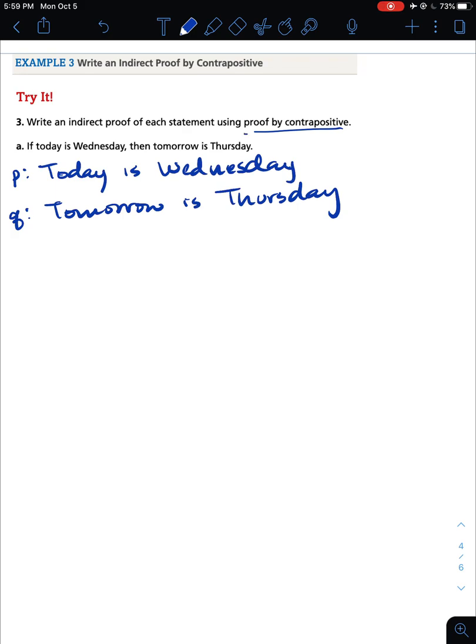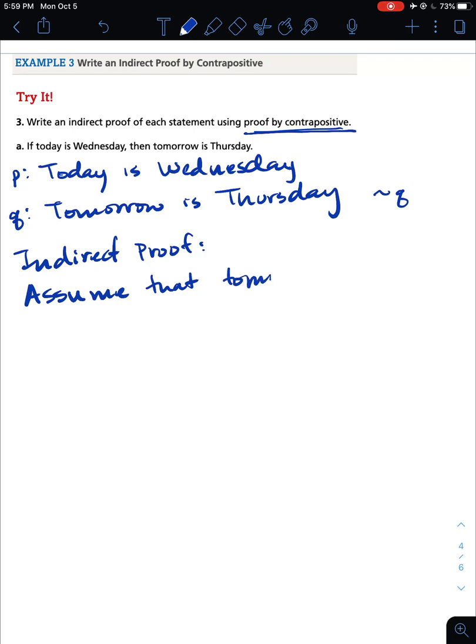In order to prove by contrapositive, what I need to show, and this is my indirect proof, first, I'm going to assume the opposite, so I'm going to go with not Q. I'm going to say assume that tomorrow is not Thursday. So it can be any other day of the week. We are assuming that it is not Thursday.